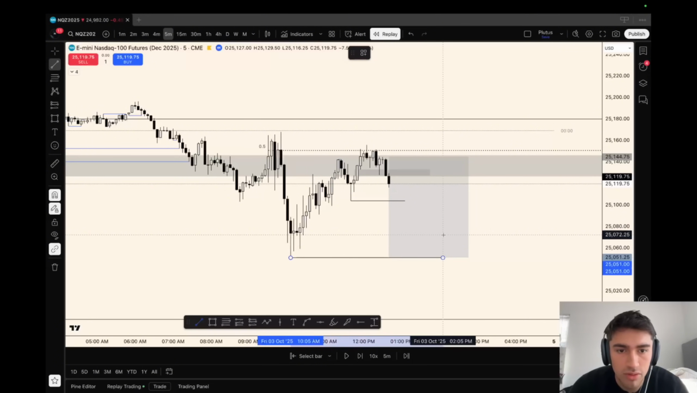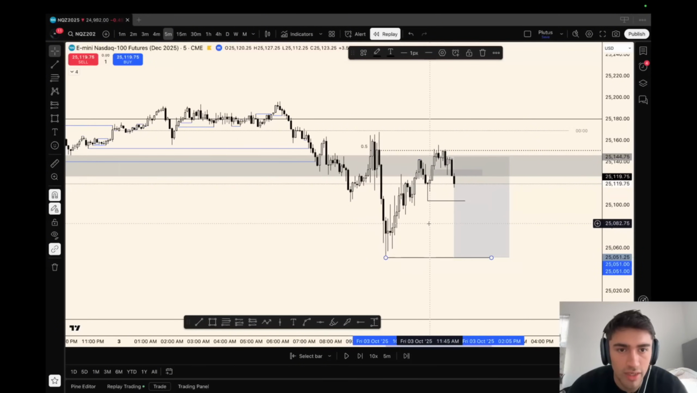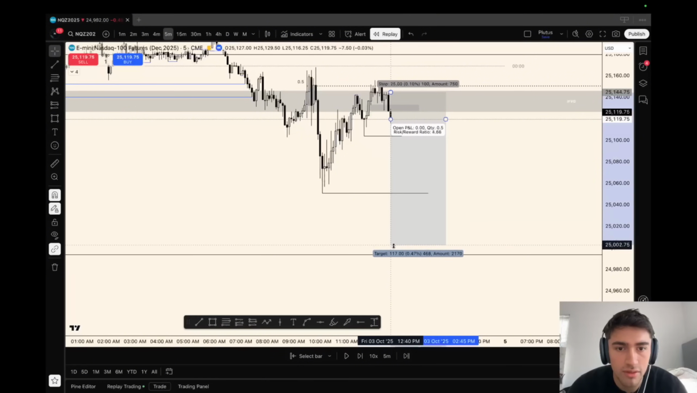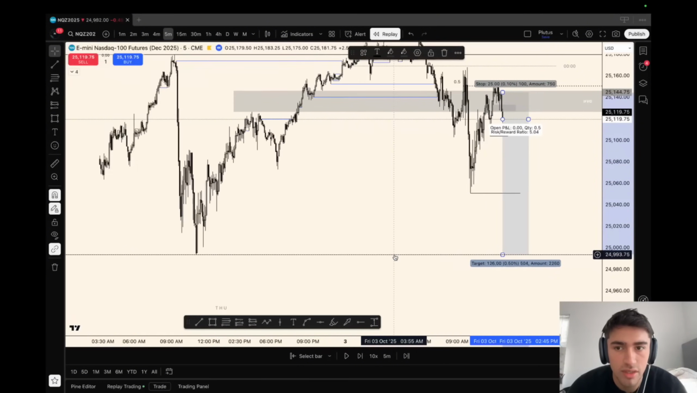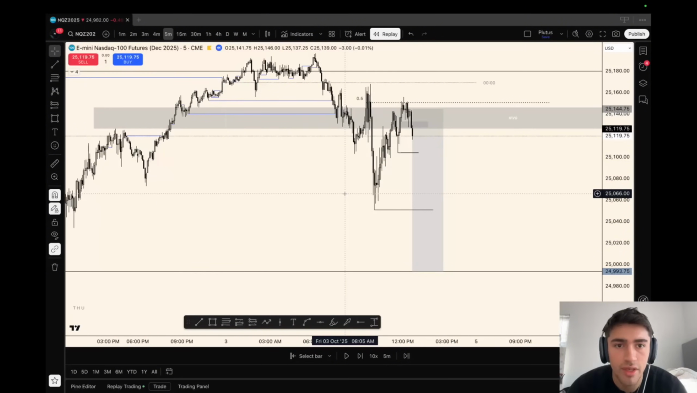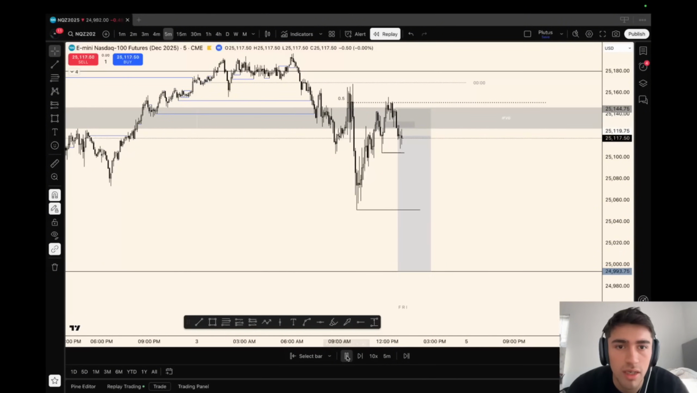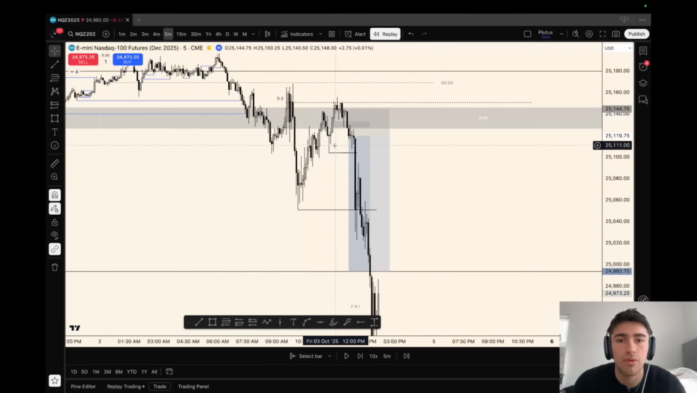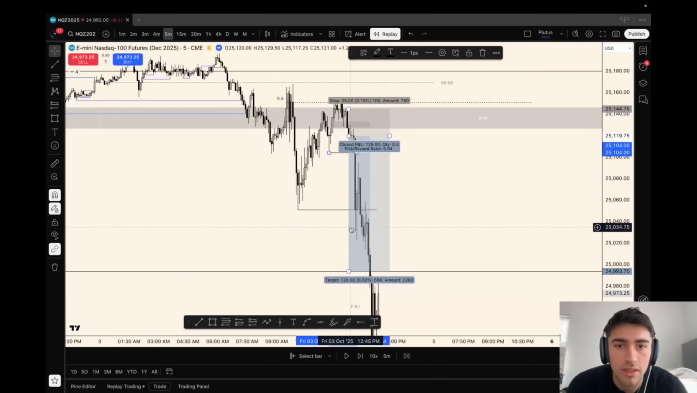right? I would take most of my contracts off there because this is all I need, and then I would target this low down here, which is, like we said, previous day low. Something like this. See what happens, and boom, it gets booked right there. We went break even at this internal, and then it goes lower.